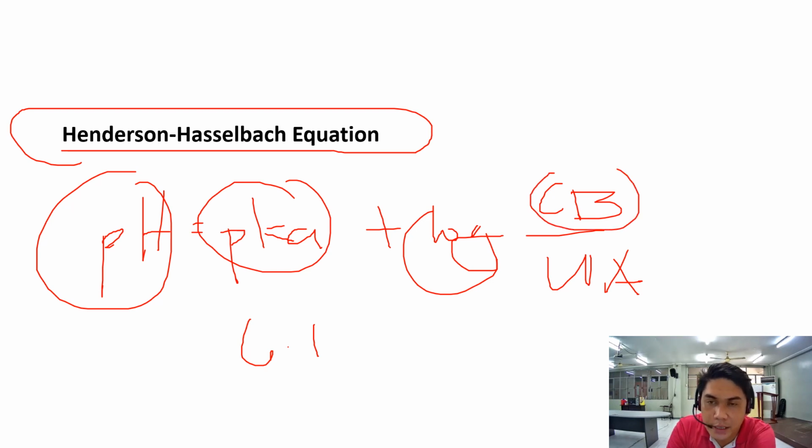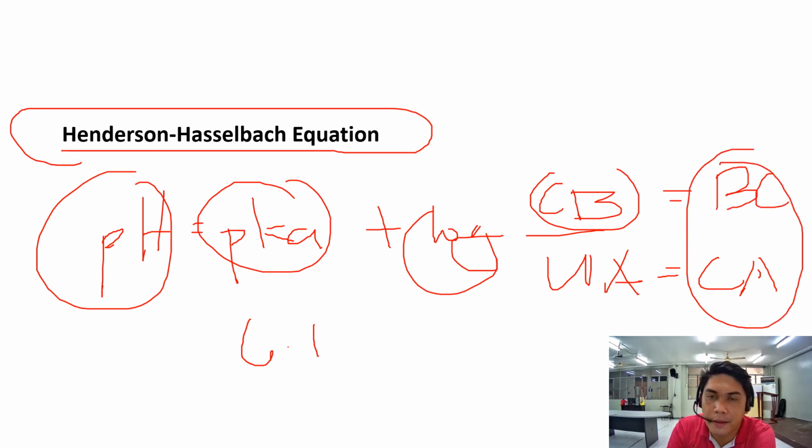So our weak acid being used is carbonic acid, and the conjugate base is bicarbonate. So remember, the bicarbonate-carbonic acid system is the major buffering system in our body. Okay, so that's the Henderson-Hasselbalch equation.